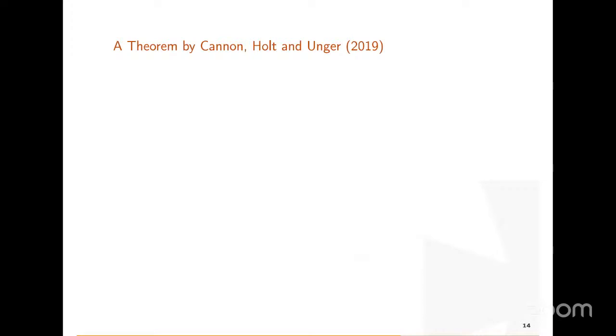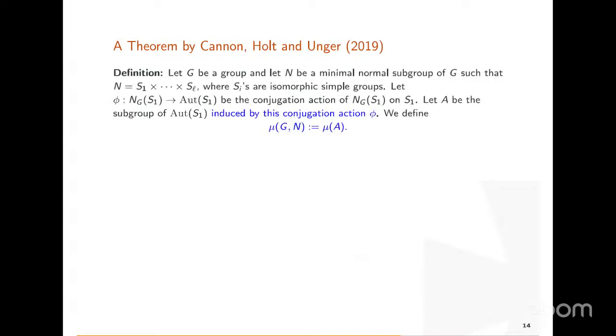Now I'll give a brief idea of the randomized polynomial time algorithm. We have used a theorem by Kennen, Holt, and Unger. Let me first define this. We are given a group G, and a minimal normal subgroup, say N, which is a direct product of simple groups. Now we can define an action of the normalizer of S1 in G on S1, which is, let's say, phi.